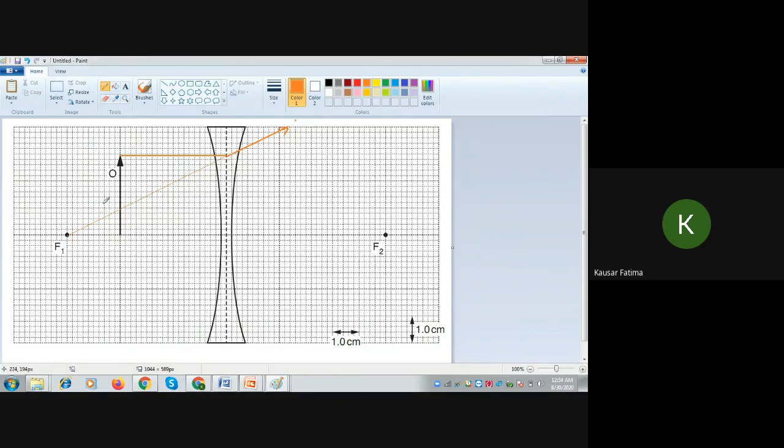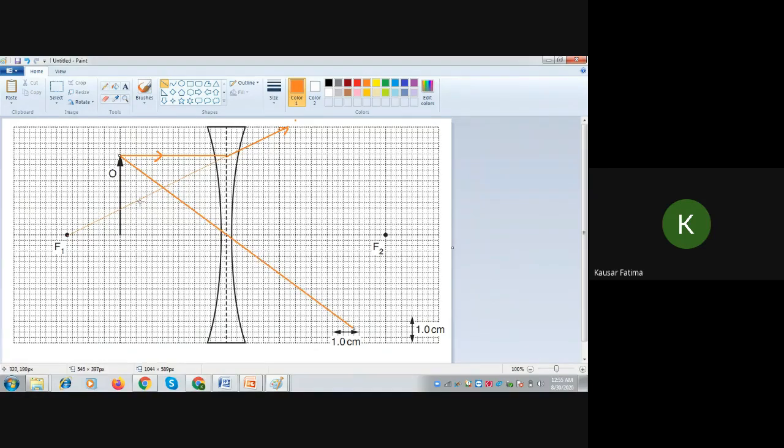Still we don't have the position of the image. Now the other ray, what will be the second ray? One ray is not sufficient to locate the image. We need at least 2 rays. So what will I do? I know that a ray coming towards the optical center of the lens will go undeviated. So I will draw this. This ray is going undeviated, passing through O.